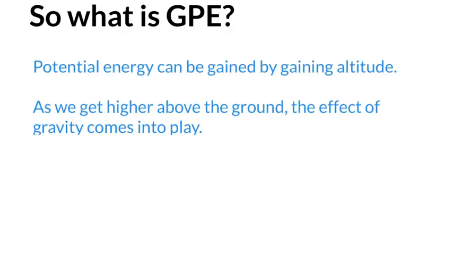Alright, our potential energy in this case is gained by being higher off the ground, or altitude. So the higher we are, the greater the effect. Gravity is a big factor in gravitational potential energy, hence the naming. Any object that is raised off the ground has its gravitational potential energy increased. Now the further we raise it, the greater the increase.